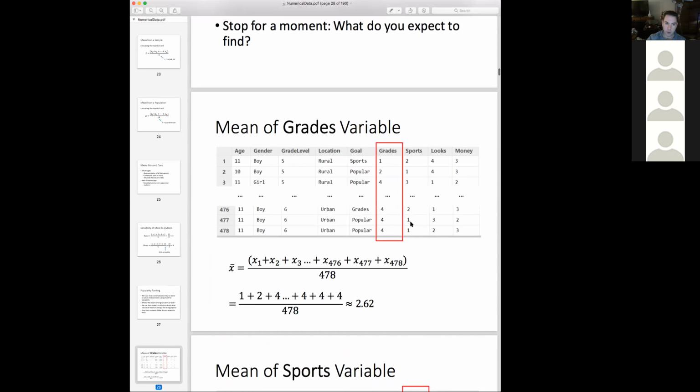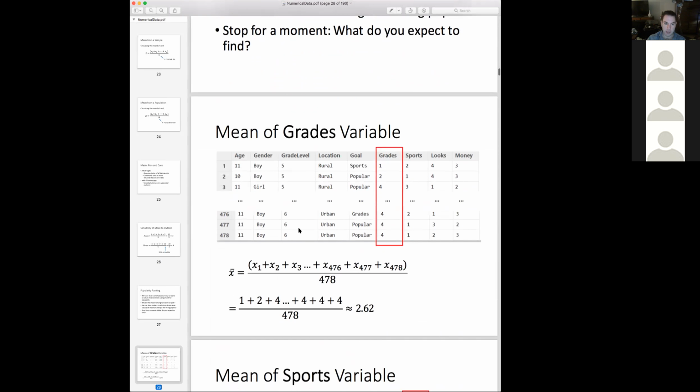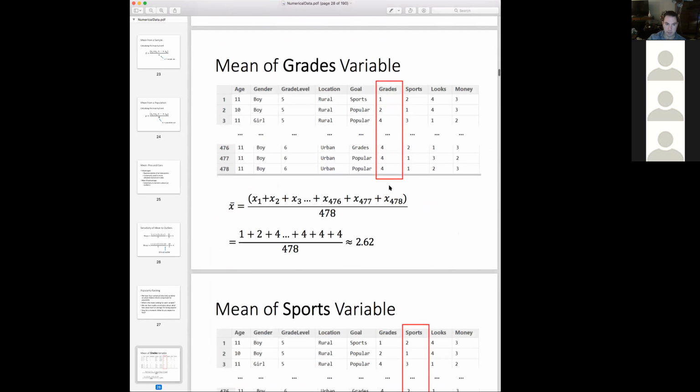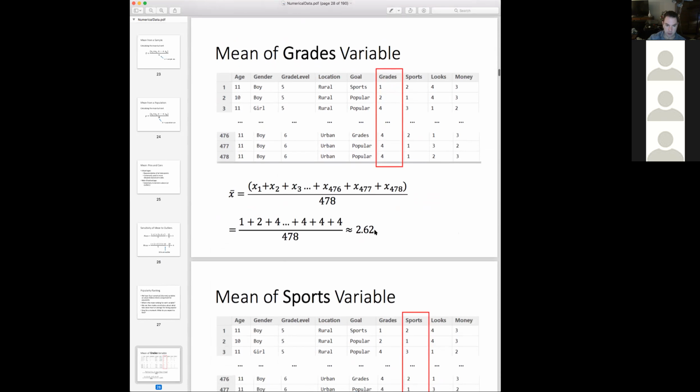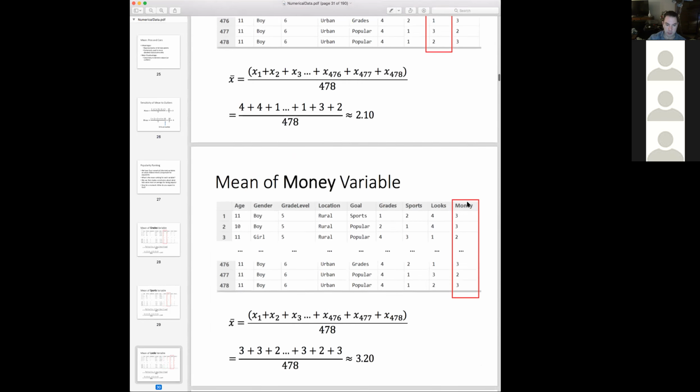This week we were dealing with the popularity data set, and we're looking at children. As a child psychologist, we're looking at different variables amongst the school children here, and we can take the mean of the grades variable, which is calculated like this. We can take the mean of the sports variable, looks, money, etc.